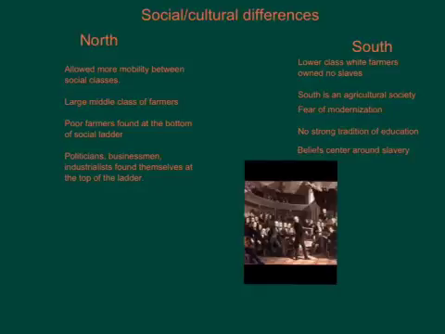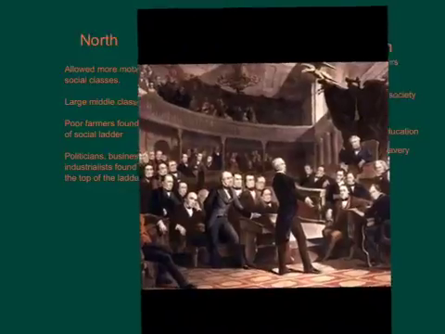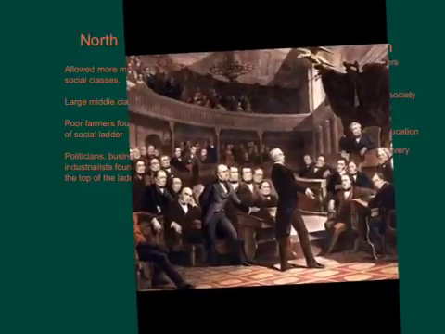The South had a lower class of white farmers who owned no slaves. It was an agricultural society. They had a fear of modernization. They had no strong tradition of education in the South. Most of their beliefs centered around slavery. Here is a group of politicians.